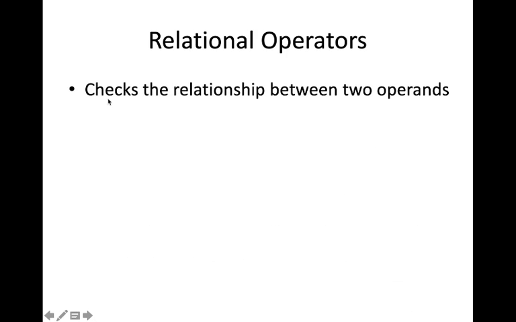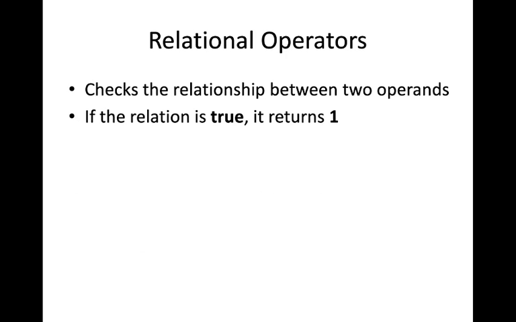As the name suggests, it checks the relationship between two operands. So if we have two operands A and B or number 1 and number 2, it checks whether there is any relationship between these two. If we want to check whether number 1 is greater than number 2 or number 1 equal to number 2, all these will be considered as relational operators.